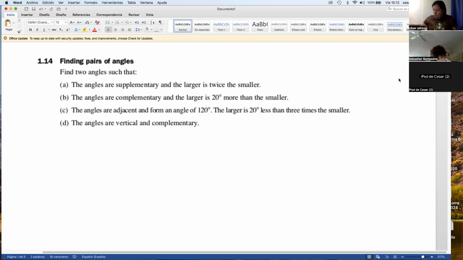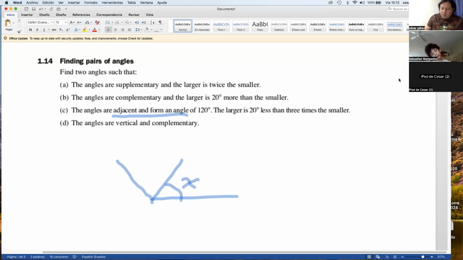Okay. Let's make a drawing. We're going to draw the problem. The angles are adjacent, so they touch. This is one, for example, x. This is y. See? Two figures are adjacent if they are side by side, if they touch each other. Okay.